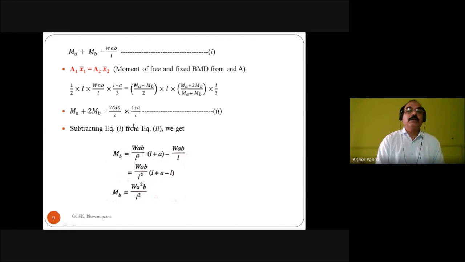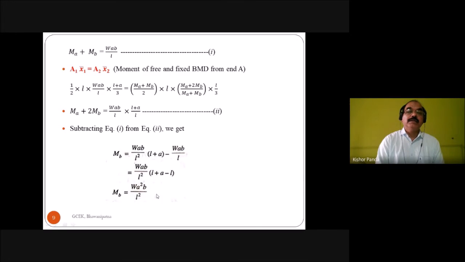Then after simplification, by subtracting equation 1 from equation 2, you will get MB is equal to WA square B by L square. You have to subtract equation 1 from equation 2. This is MB is equal to WAB by L square into L plus A, minus WAB by L. Then WAB by L square, L plus A minus L. Then this is cancelled. So MB is equal to WA square B by L square. This is the moment at the end B.